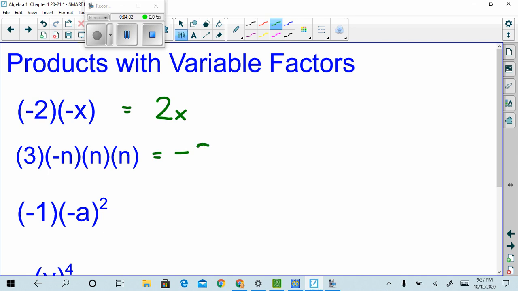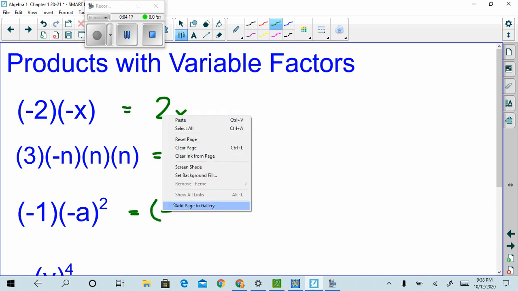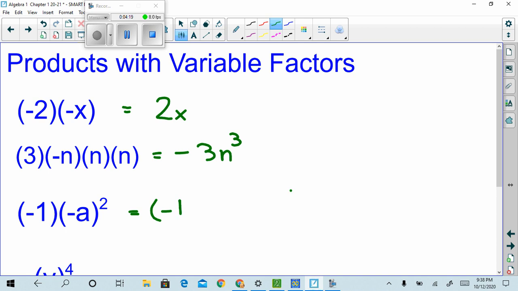I'm going to multiply, and I get n times n times n. I get n cubed. -3 times n cubed. My next one, I see a power. I need to do that first. So -a squared is just going to be a squared. And then -1, or the opposite of that, will be -a squared.